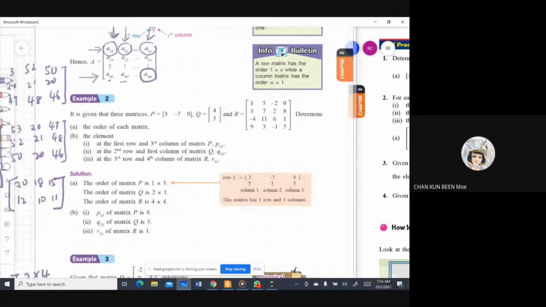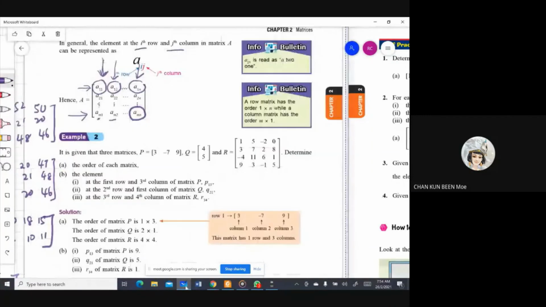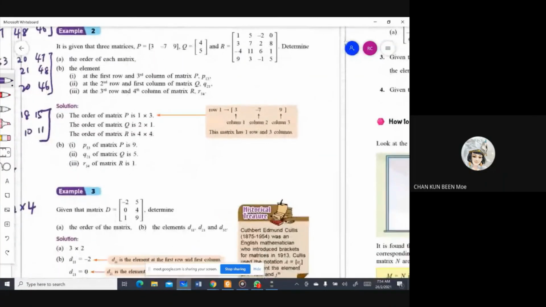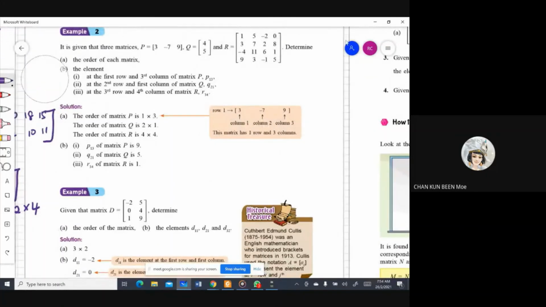Okay, now we look at the example here. Example 2. It is given that matrices P equal to 3, negative 7, 9, Q equal to 4, 5, and R equal to this. Determine the order of each matrix. So this is matrix 1 row, 3 columns. So it's 1 by 3. And then for Q, 2 rows, 1 column, 2 by 1. And then for R, we have 4 rows, 4 columns. So the order of the matrix is 4 by 4.